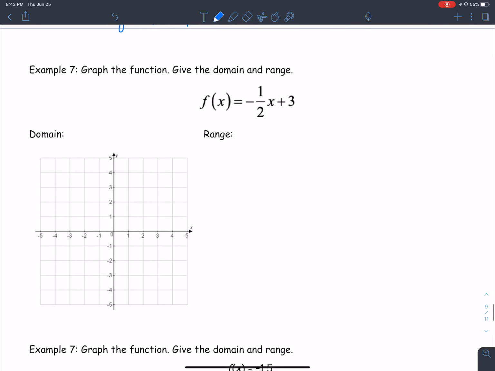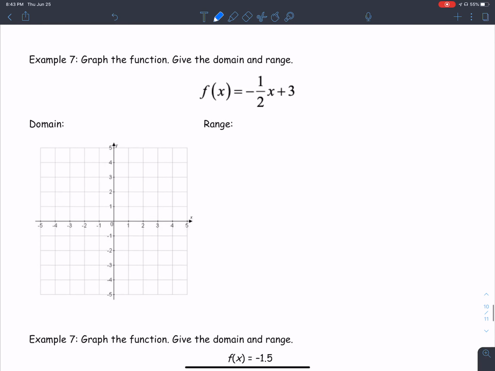All right, graph the function, give the domain and range. All right, so first of all, let's just look at this function. It doesn't have a fraction. It doesn't have a square root. So the domain is all real numbers, negative infinity to infinity. If the domain is negative infinity to infinity, then the range is negative infinity to infinity.